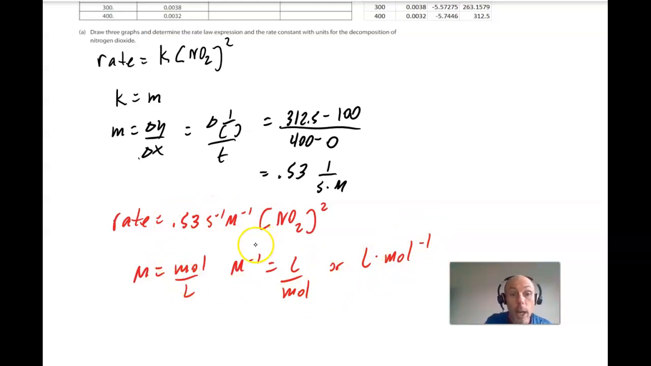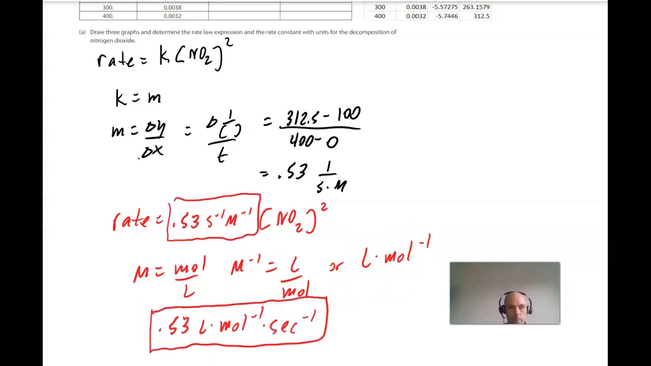So we could, if we wanted to, or maybe you'll just see this sometime, write the rate law constant in this format. And I'll show you what that looks like. So instead of 0.53 seconds to the minus 1, molarity to the minus 1, because we know molarity to the minus 1 is liters times moles to the minus 1, we can substitute in for that, and you end up with liters times moles to the minus 1 times seconds to the minus 1. So you might see that, but it's okay if you publish it in one of these other ways above.